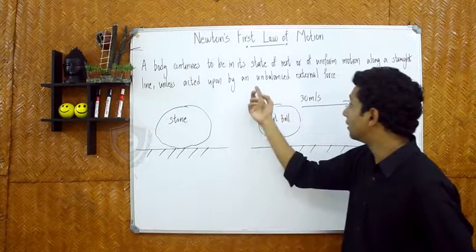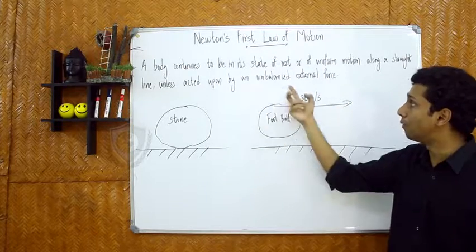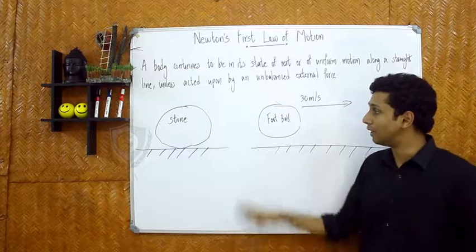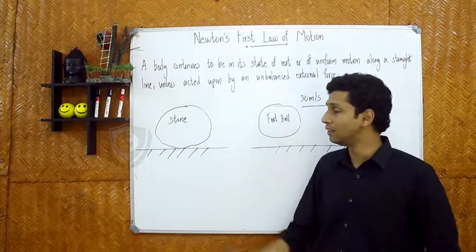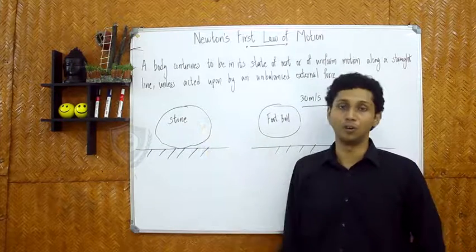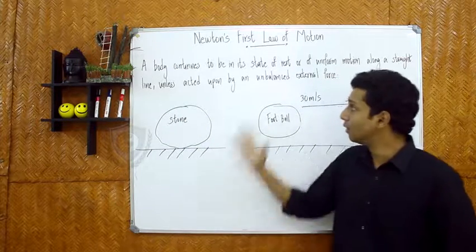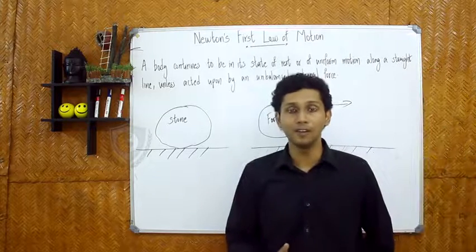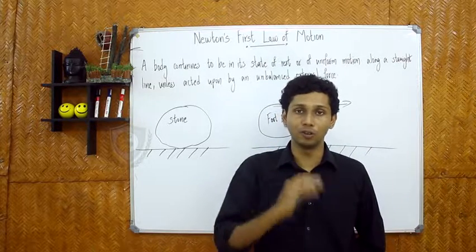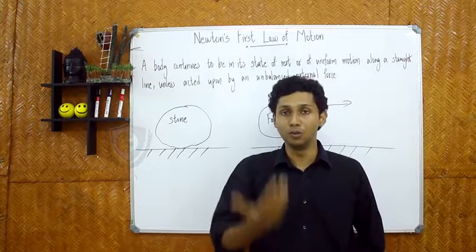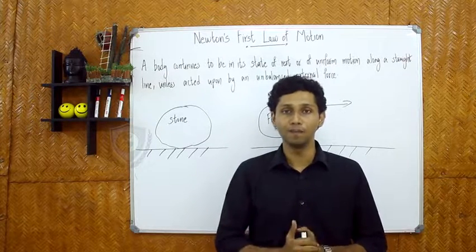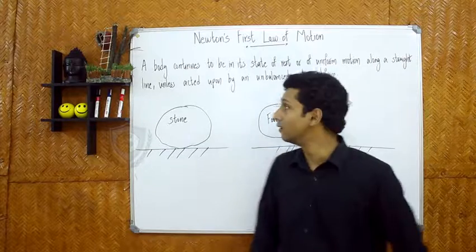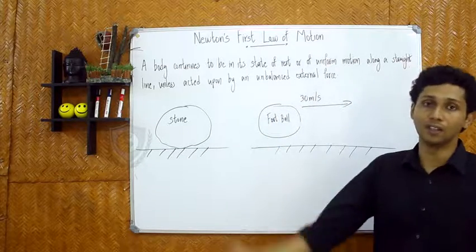So, that's why clearly we are mentioning unbalanced force. In case a balanced force is acting on the stone which is in the state of rest, it would continue to be in the state of rest only. There won't be any change. So Newton's first law of motion says that a body continues to be in its state of rest or of uniform motion along a straight line unless an external unbalanced force acts on it.